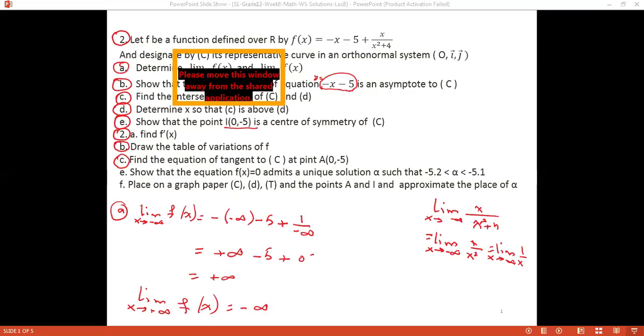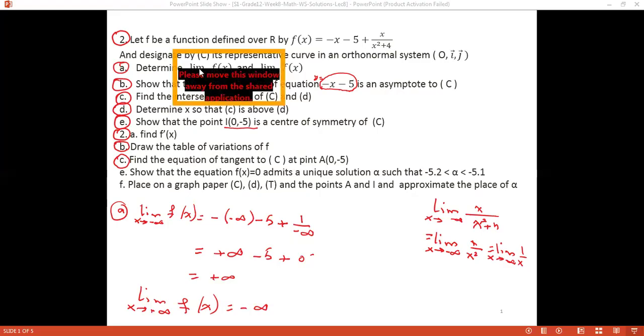First of all, we have this function, which is minus x minus 5 plus x over x squared plus 4. This is a rational function that we need to study its variation. In order to study the variation, of course, we are going to pass it through a lot of important steps. First of all, the domain of definition of this function is R.